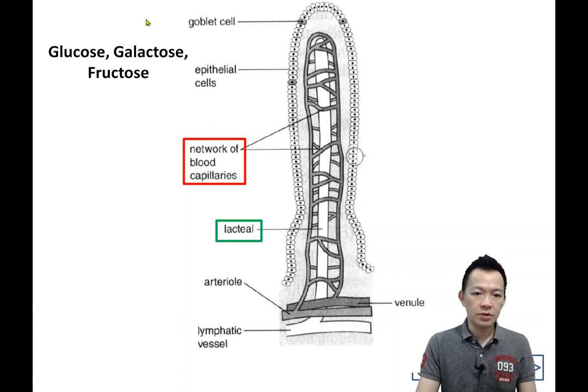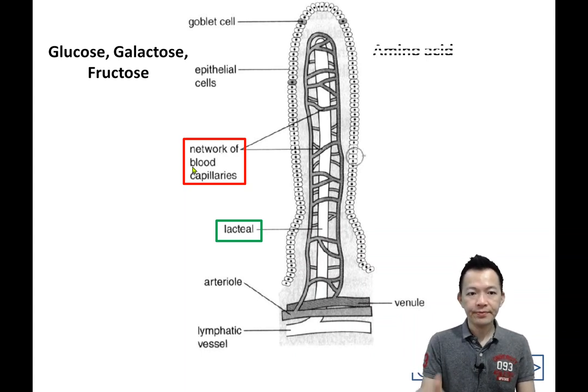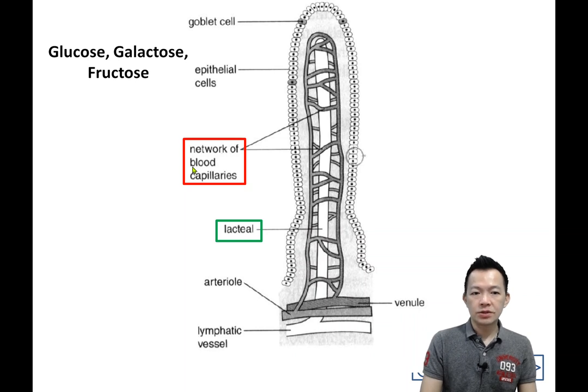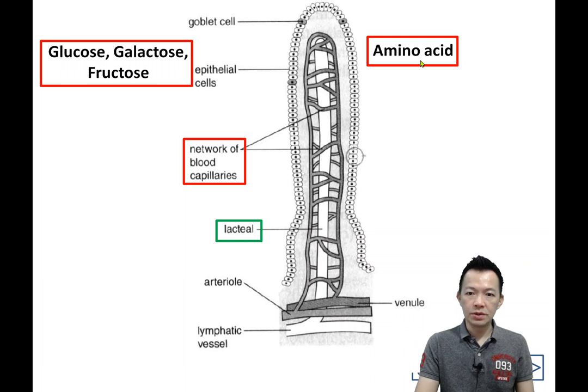Since they are absorbed into the blood capillary, I'm using the red color to highlight them. Today I'm using color to separate them into two groups. Besides galactose, glucose, and fructose, our small intestine also contains digested amino acids. Who is going to absorb the amino acids and send them into our whole body? The blood capillary. So for the sugars, together with the amino acids, I give them the red color, because they will be absorbed by the blood capillary and enter our blood circulatory system.